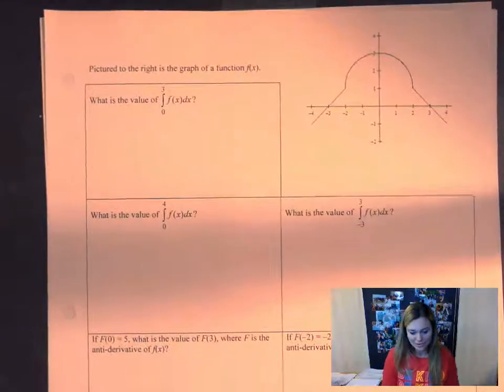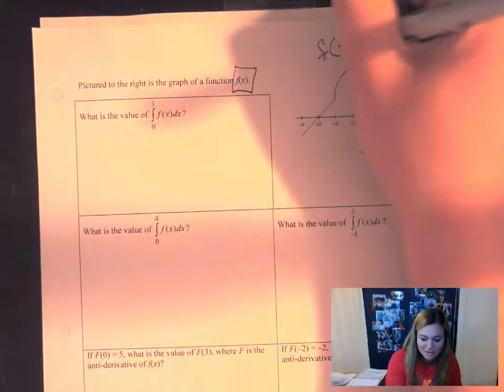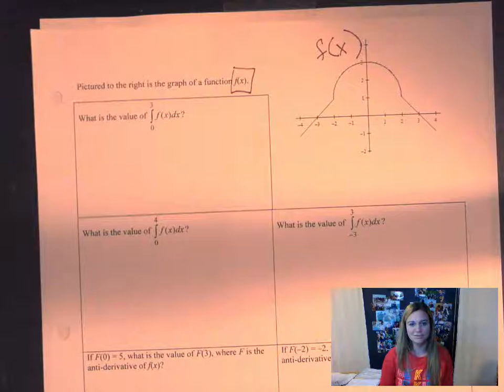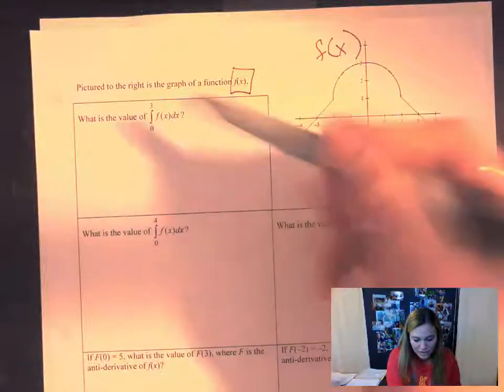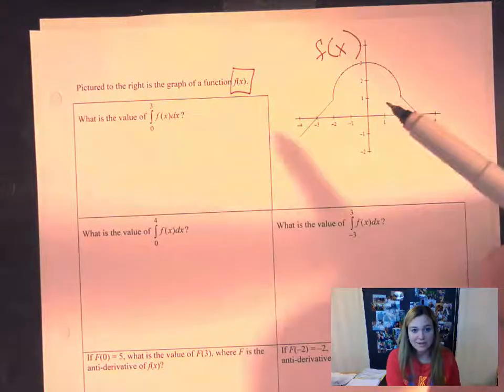Okay, anyway, let's do this. So it says picture to the right is graph of f of x. I'm going to label it, because right now it's not labeled. That's not good. Now it is. So much better. This is saying what is the value of this integral 0 to 3 f of x dx.